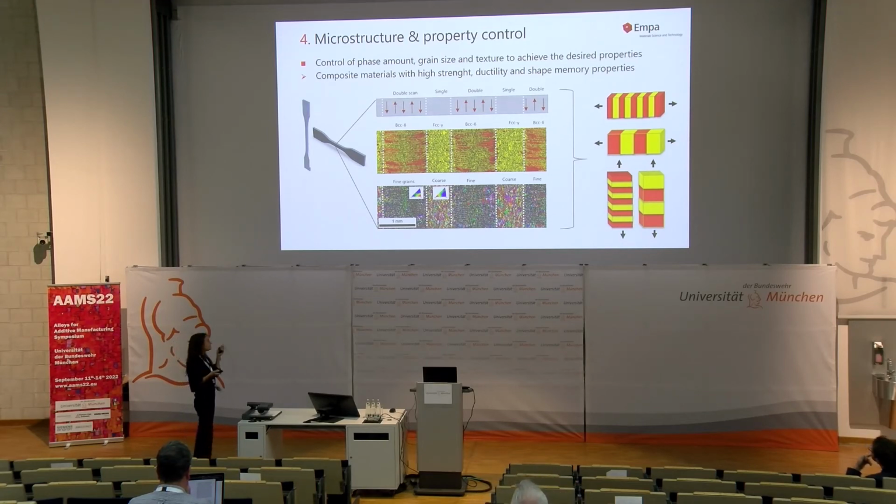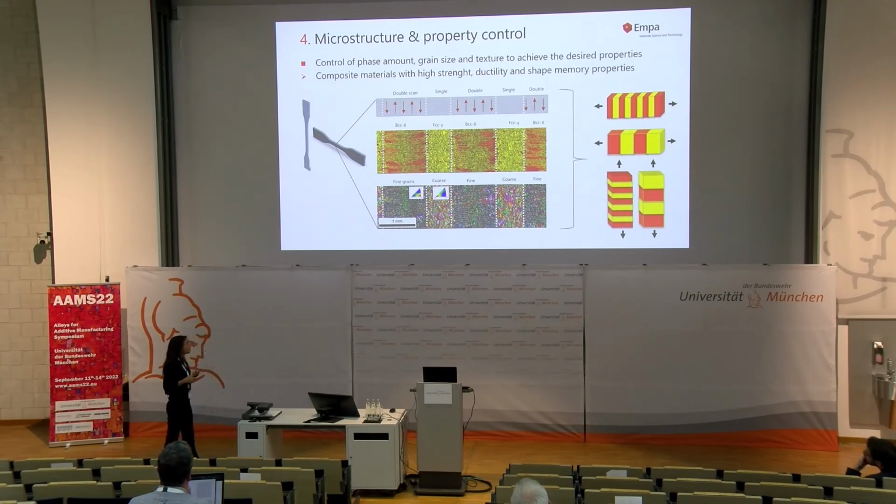And the nice idea behind is that if we change the amount of area that we rescan, we can really play with the amount of phases that we have. We can really change the amount of austenite and the amount of ferrite. We can really change the amount of fine and coarse grain in our sample. So we can really tune the mechanical property, but also the shape memory property of our materials.